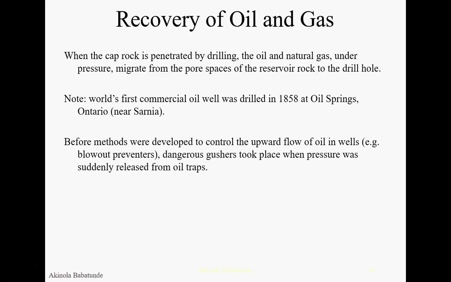Before methods were developed to control the upward flow of oil in wells, dangerous gushers took place when pressure was suddenly released from the oil traps. So these methods of control are referred to as blowout preventers.